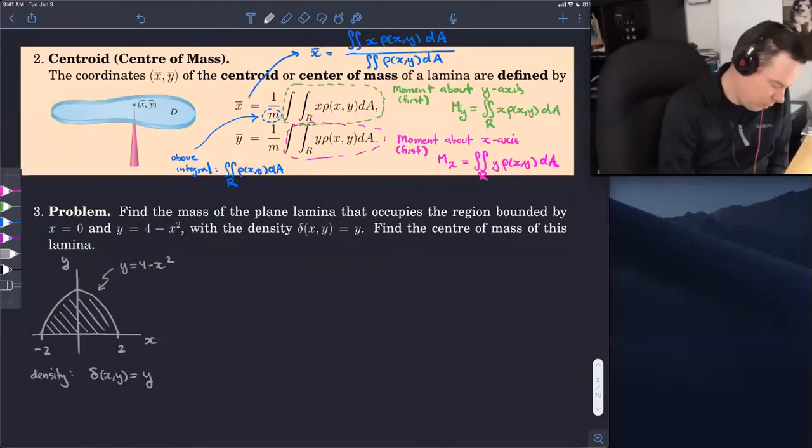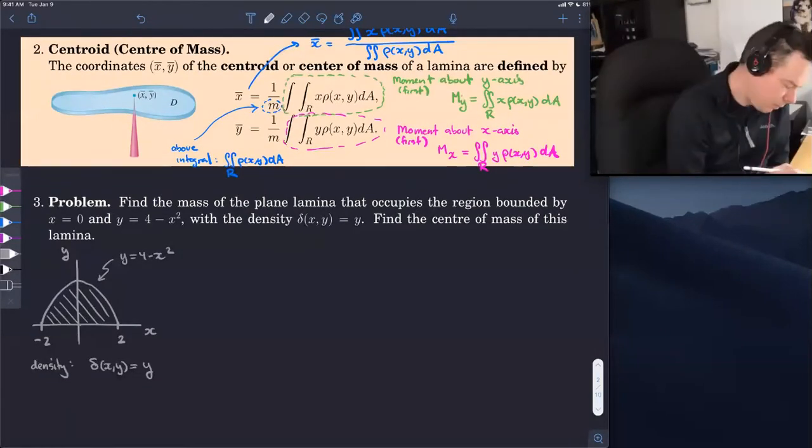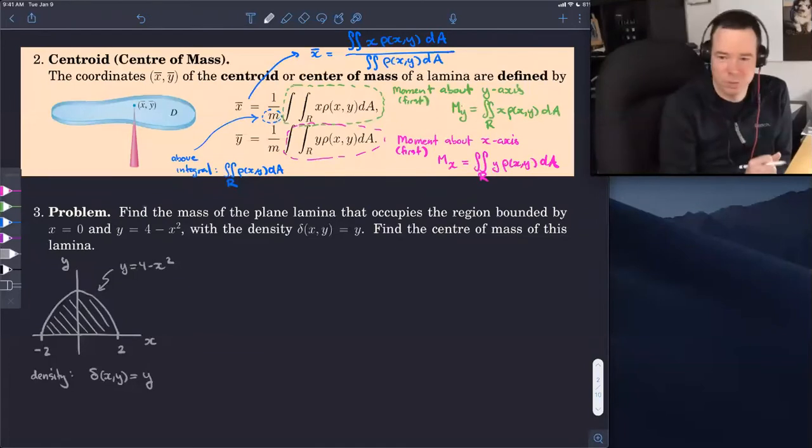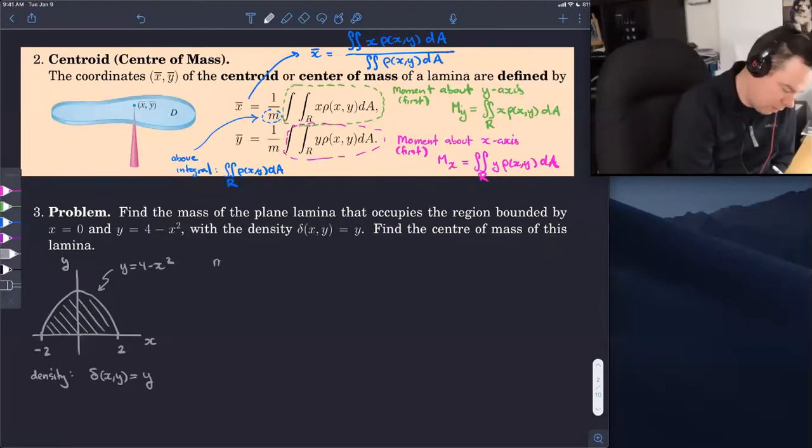And then we'd also have to figure out what the x center of mass is. So in order to do the center of mass, or the centroid, as I mentioned above, there's really two integrals embedded in that formula. One is the mass integral. So let's go ahead and compute the mass first. The mass is going to be the integral over this region. I'll leave a little bit of space for my integrals so I can put the limits of integration up top, of our density function.